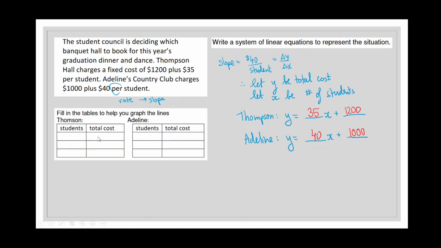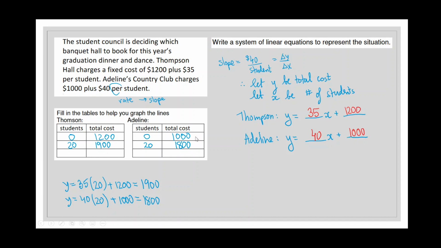So in order to solve this by a graphing method, we want to create some points for each of the lines to plot them. So 2 points is enough to draw a line. The easiest point to plug in is going to be 0. So if you put 0 and multiply 0 by 35, you get just 0, so $1,200, and that's how I got this number, and then $1,000 for Adeline. Next, we're going to take 20 students for both of the equations, plug them both in for the x's, and evaluate. We get these numbers, 1,900 for Thompson and 1,800 for Adeline.